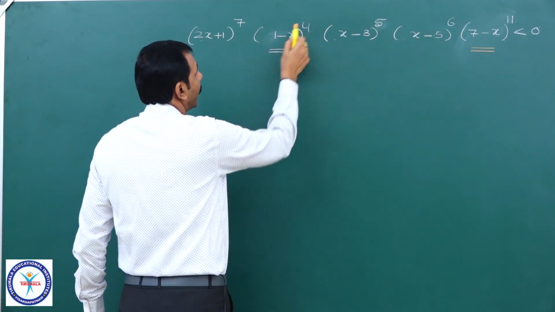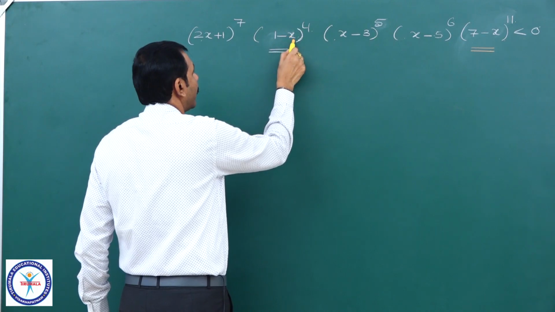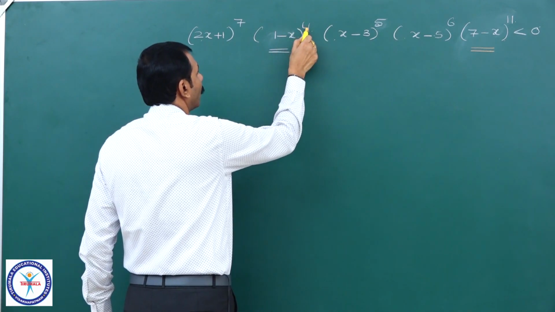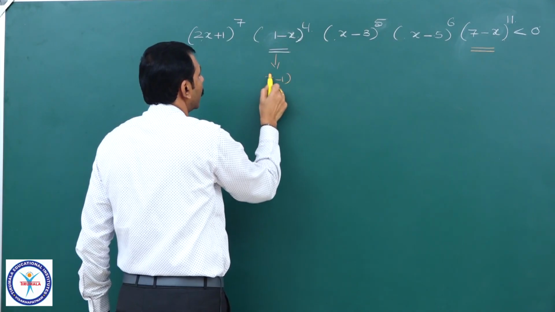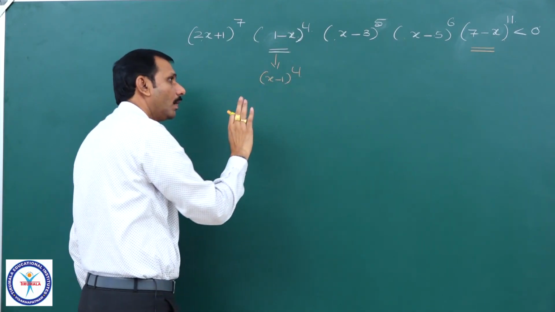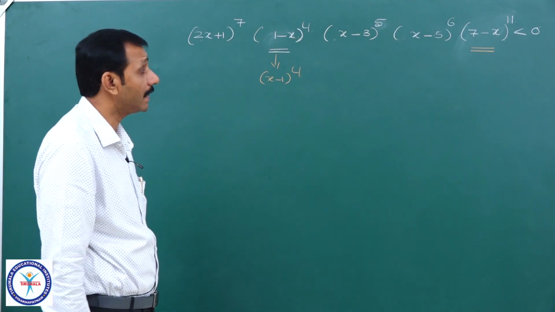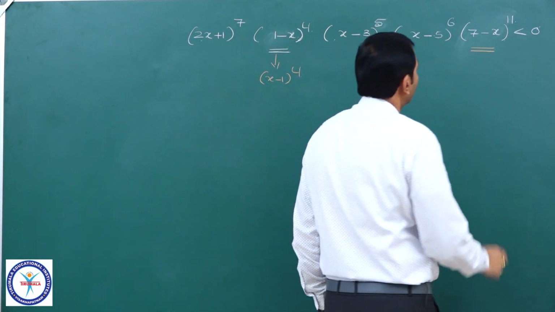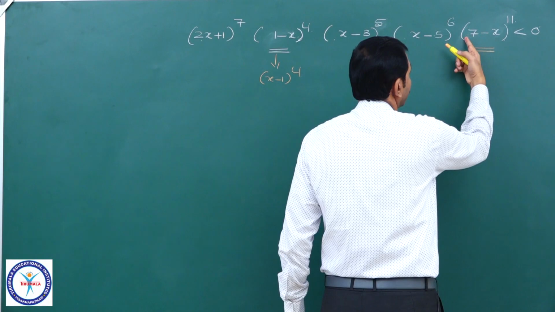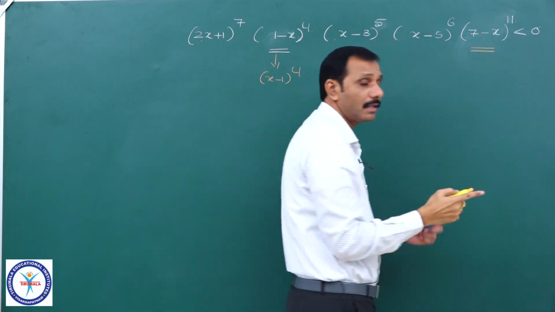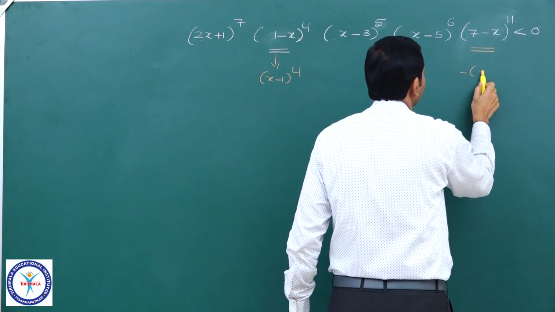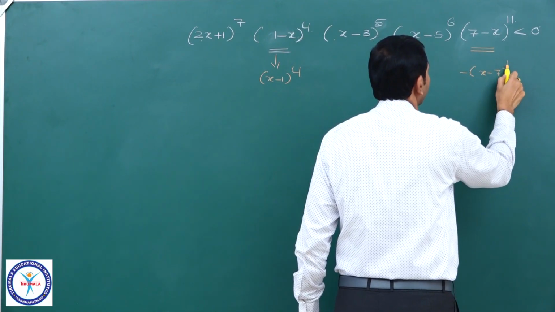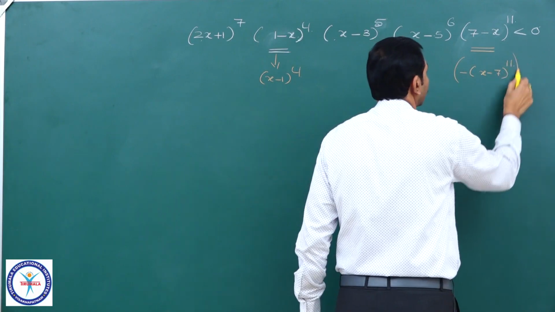Because here the power is even, whether I write 1 minus x power 4 or x minus 1 whole power 4, there won't be any problem. You can even write x minus 1 whole power 4 also. Whereas for this one, if you want to write x minus 7 whole power 11, that minus sign will come outside. It will become minus of x minus 7 whole power 11.